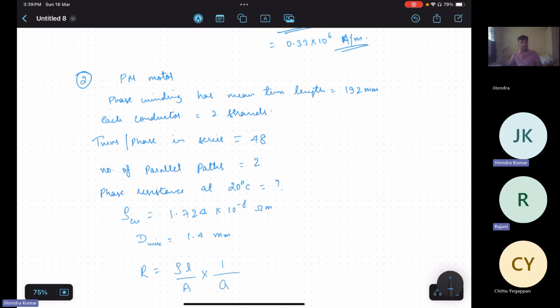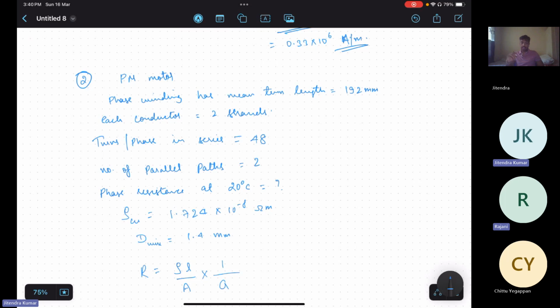That's why the number of parallel paths comes in the denominator. If you design a motor, you also have to take care of the number of parallel paths, because if you want less losses, or less voltage and more current, then you might have to increase the number of parallel paths.